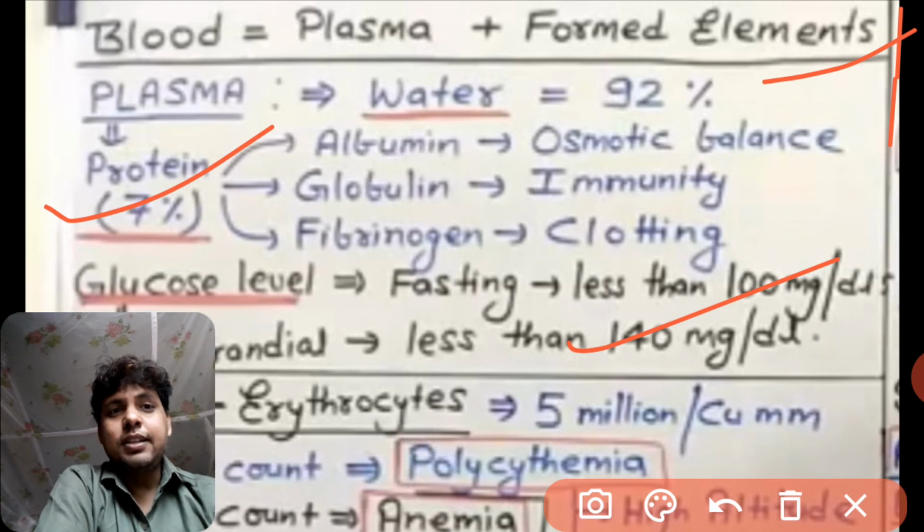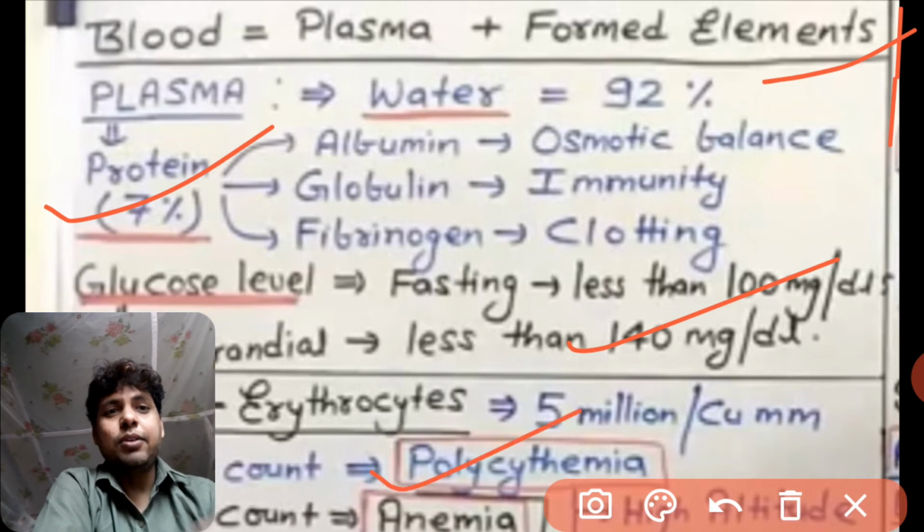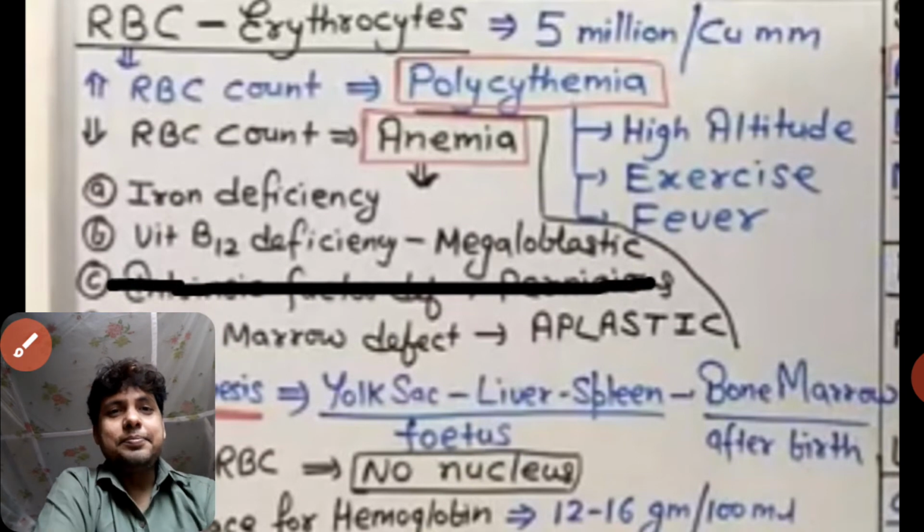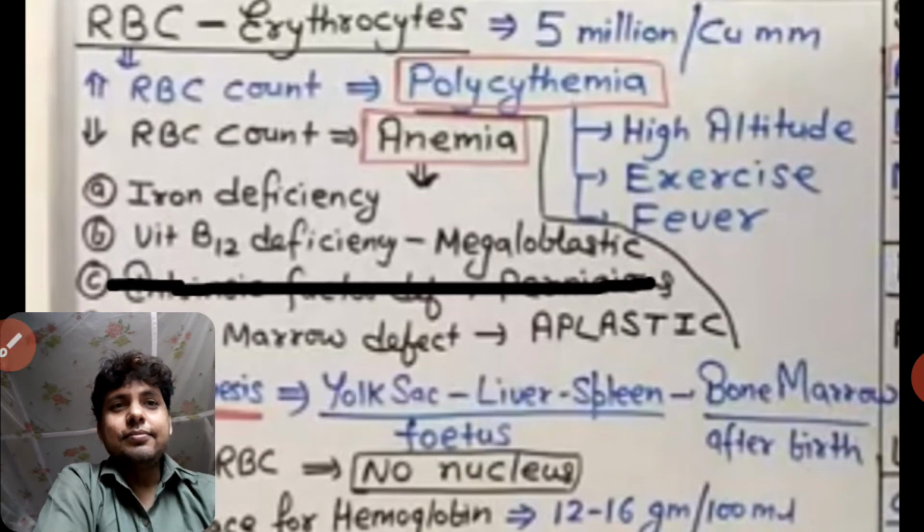When this average number is disturbed, it may increase or decrease. When the number of RBC increases above the average number, this condition is called polycythemia. This polycythemia may occur in three types of conditions: high altitude, exercise and fever.